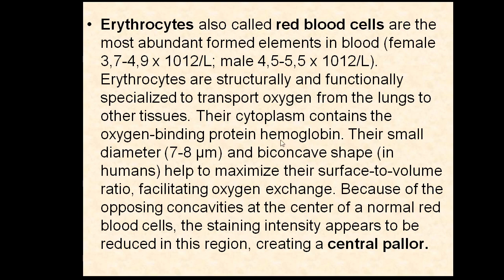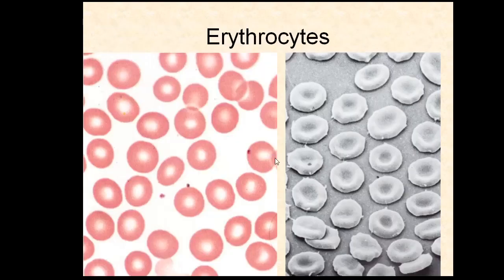The normal diameter of erythrocytes is 7 to 8 micrometers. Shape is biconcave in human. It means that there are depressions in the central region of the erythrocyte. In this region the nucleus was previously located. Now you can see the scanning electron micrograph of erythrocytes, and you can see the depression in the center. From the other side, also depression.